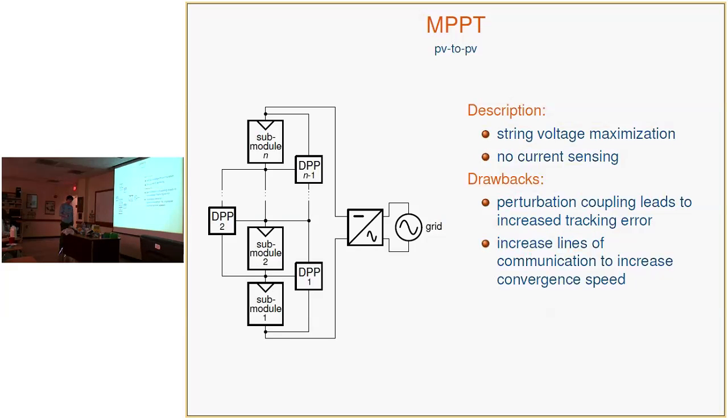So when you affect the states of all the submodules in the string, for say DPP1 perturbs, it affects your maximum power point tracking algorithm of all the other DPPs above it. So that leads to tracking error.